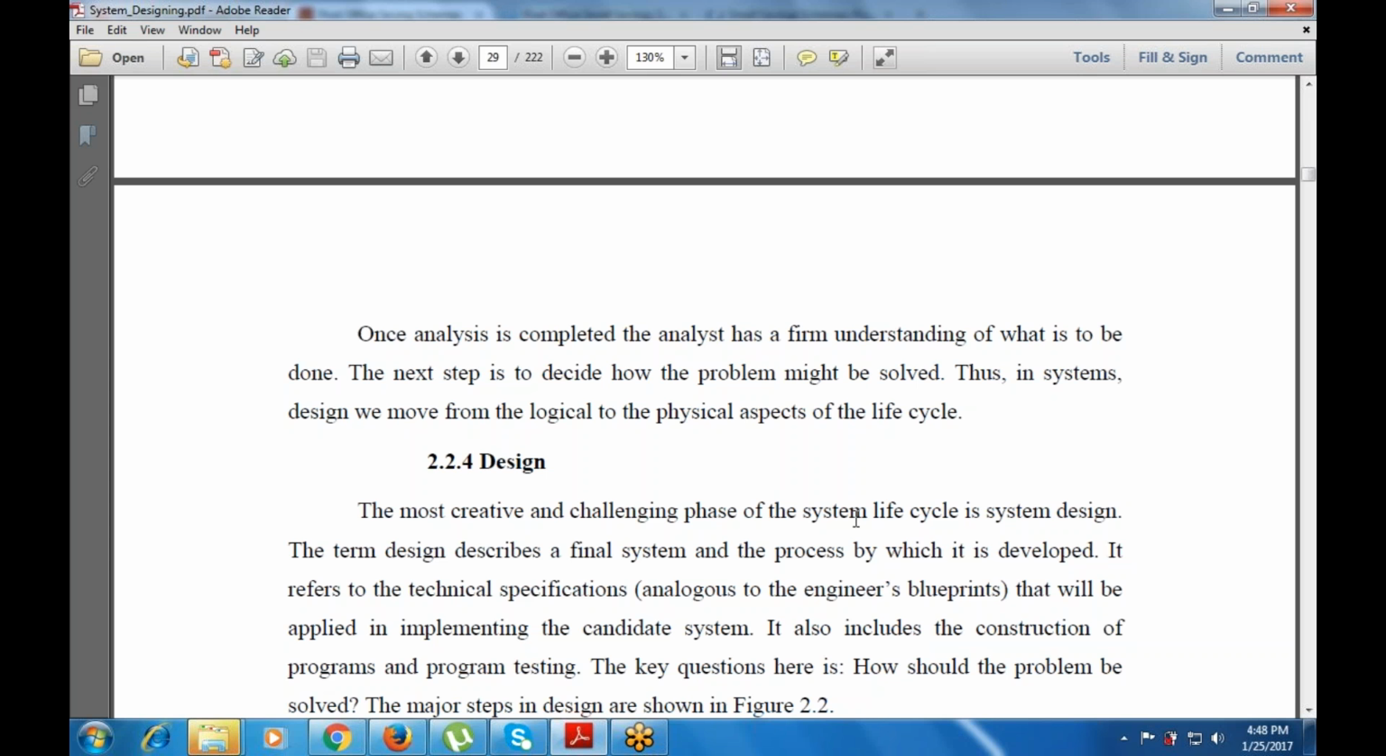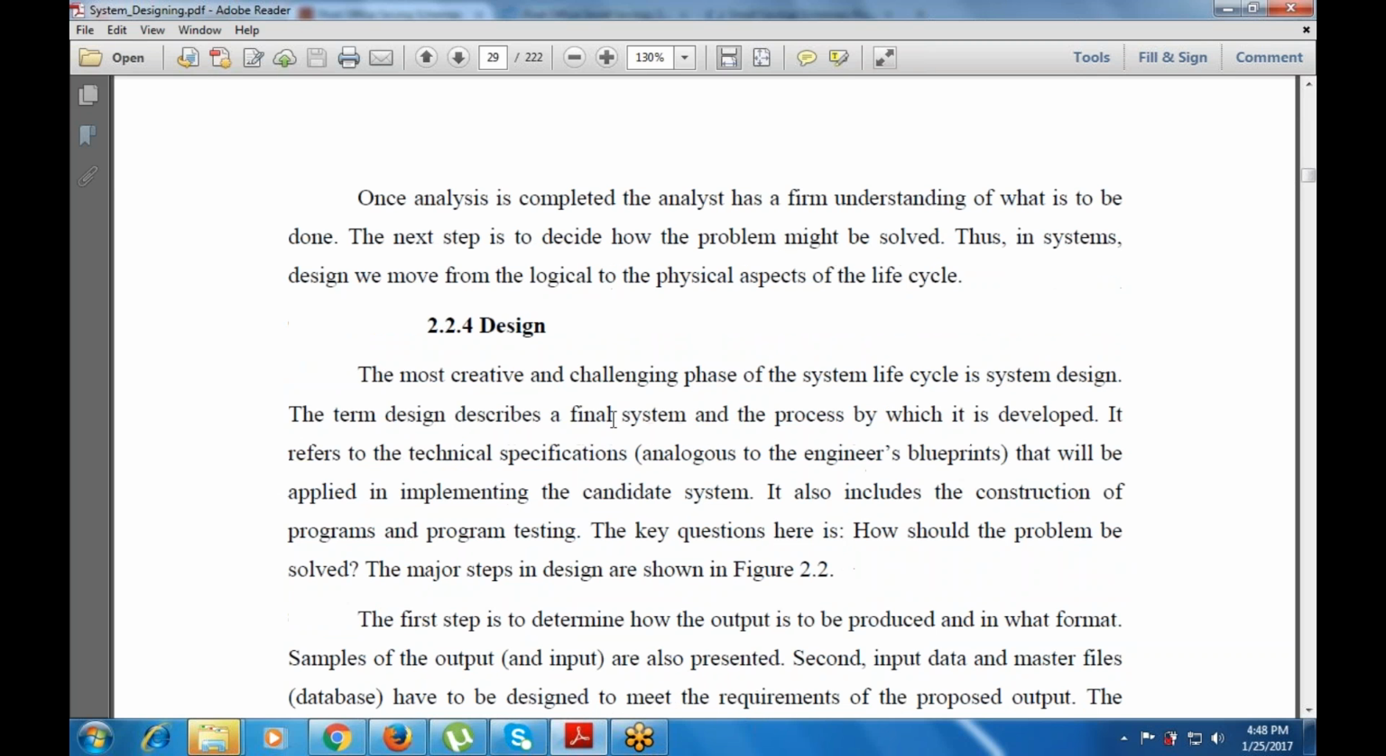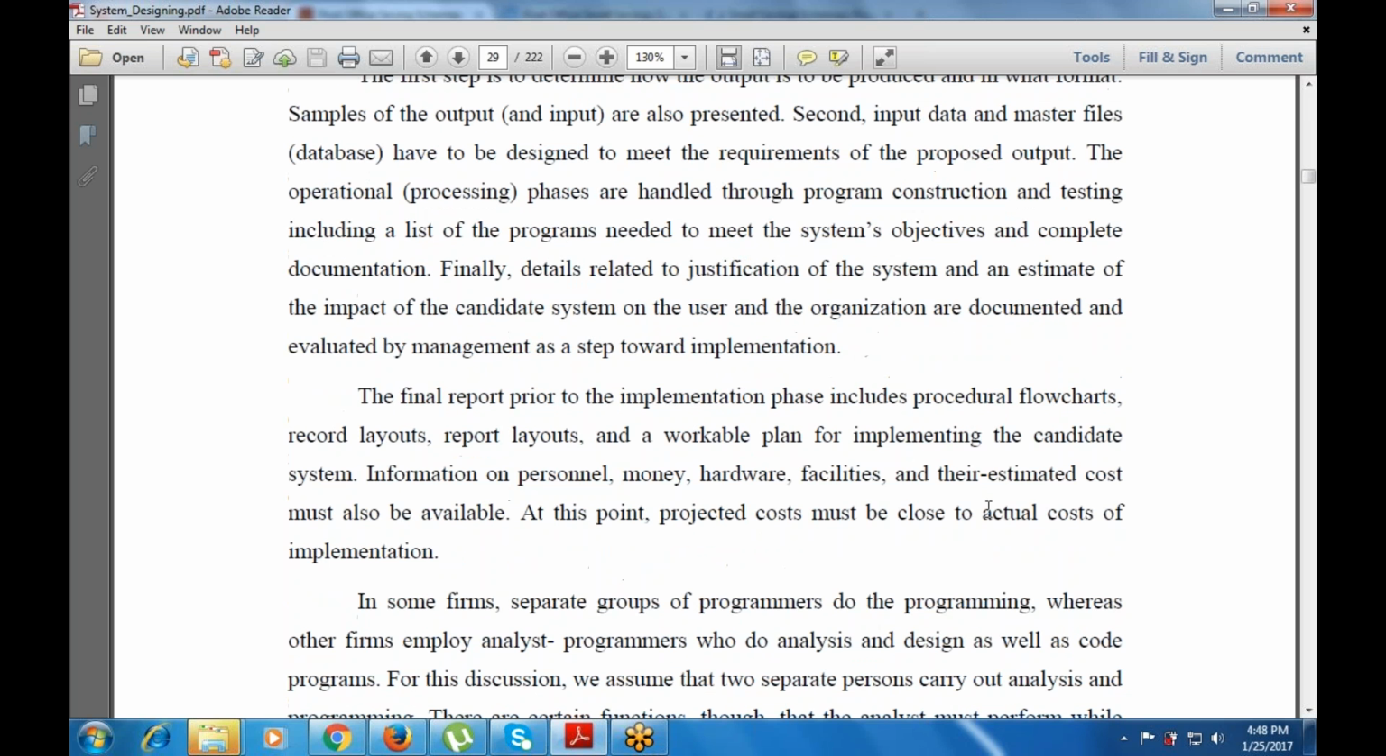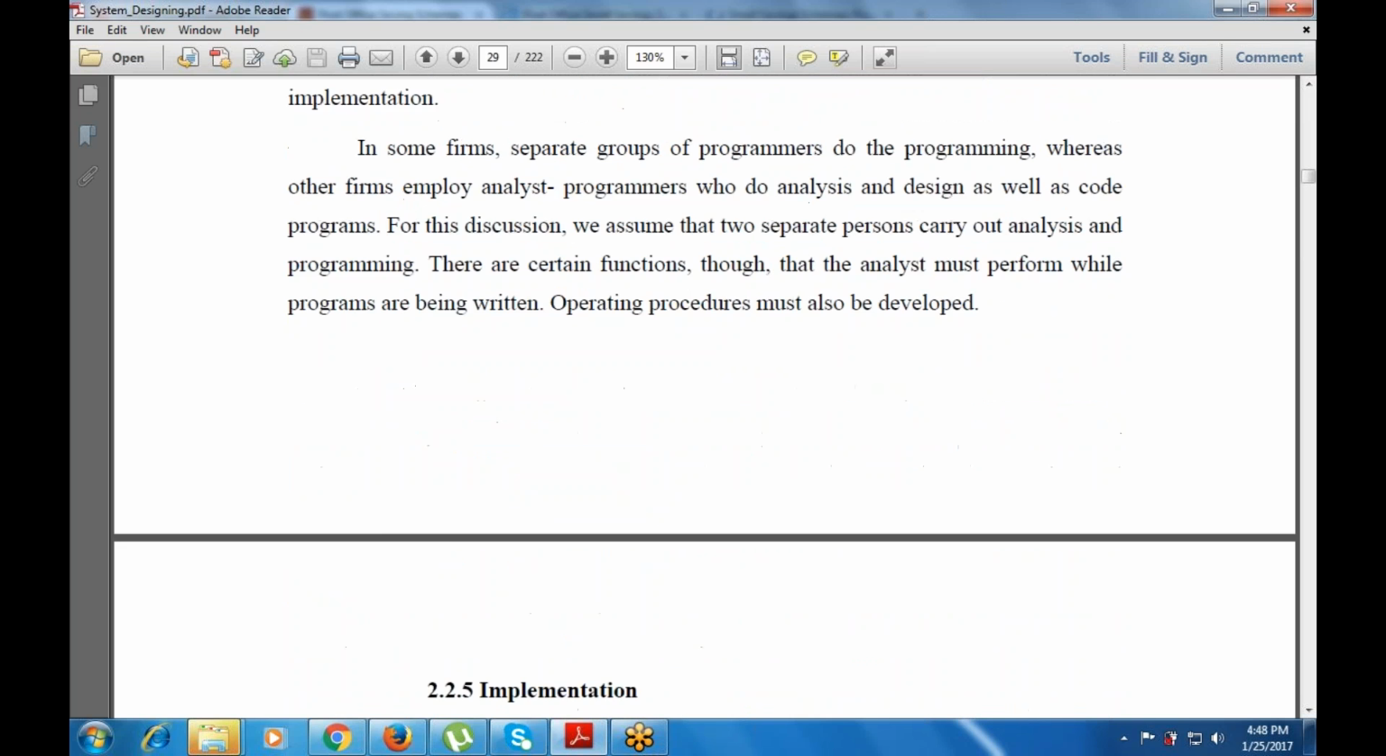The next one is the design. The most creative and challenging phase of the system development life cycle is the system design. This describes the final system and the process by which it is developed, and it also refers to the technical documentation and technical concepts used within the system, which includes the construction of the program and the program testing. And the final report prior to the implementation phase also includes the procedure flowchart, record layouts, or report layouts, and so on.